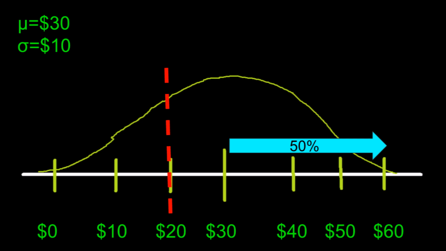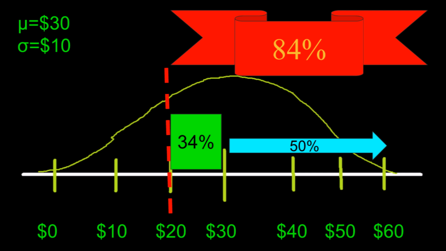Referring to the previous slide, all this above the mu is 50%, and this interval here is 34%. So, 50 and 34 is 84. So, 84% of the time, you get enough money in tips to buy a $20 pizza. Hip hip hooray!